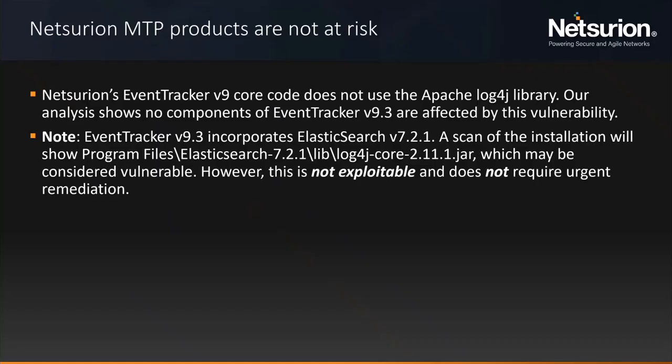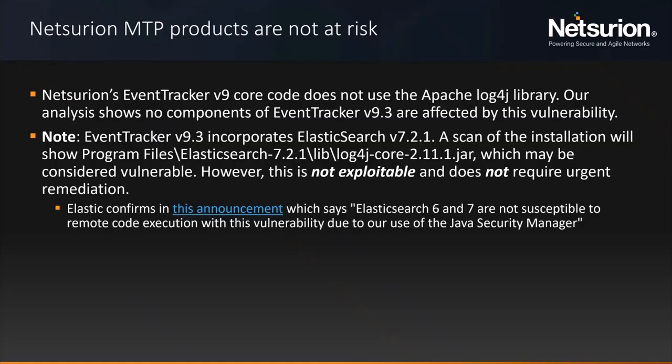Now, some of you have said, but wait a minute, Event Tracker incorporates Elasticsearch version 7.2.1. We scanned the installation and we found a vulnerable version of Log4j in there, the 2.11.1 jar. Completely correct, you are right. But please note, this is not exploitable and it doesn't require you to do anything at all. No urgent remediation is necessary. This was confirmed by Elastic. You can look it up.